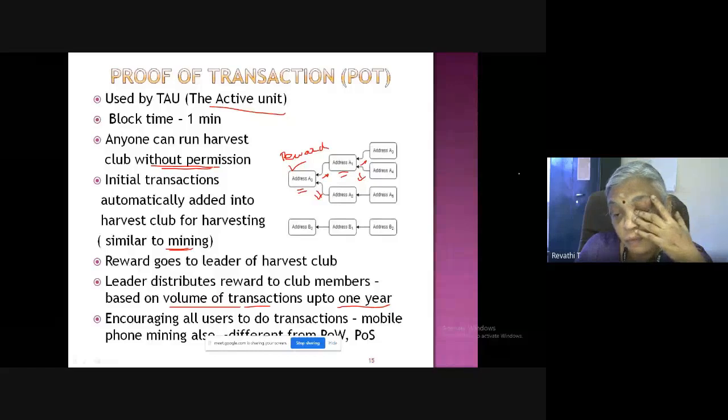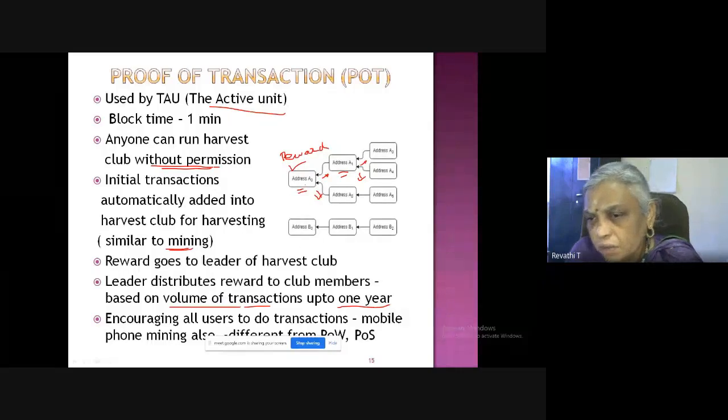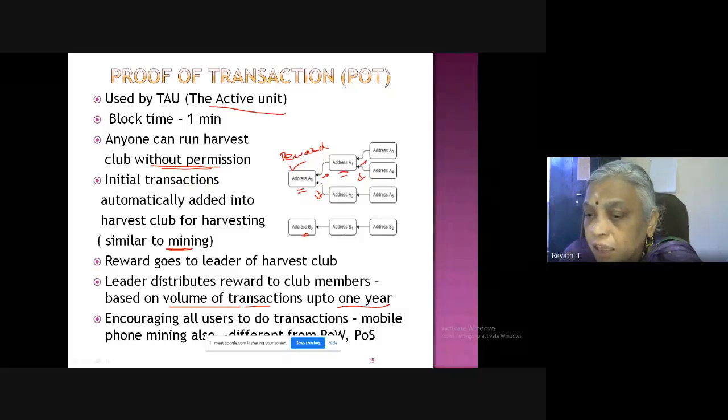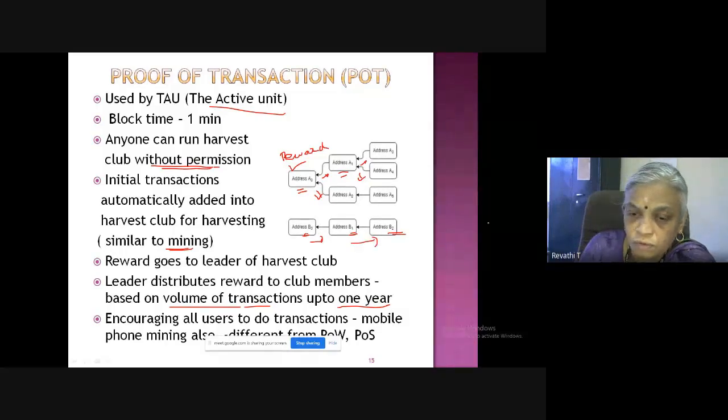So here it's different from proof of work and proof of stake, meaning that there are no hard rules, and everyone is encouraged to do the mining process. The mining here is called harvesting. Any number of harvest clubs can be formed. For example, here A0 is one leader. Similarly, B0 is another leader of a harvest club, and their members are B1 and B2. They will also be involved in mining and get rewards. B0 will distribute the reward to B1, and B1 will distribute the reward to B2. Like that, the procedure will work.